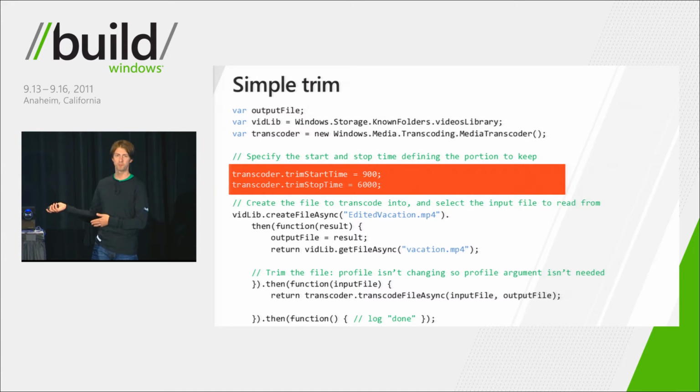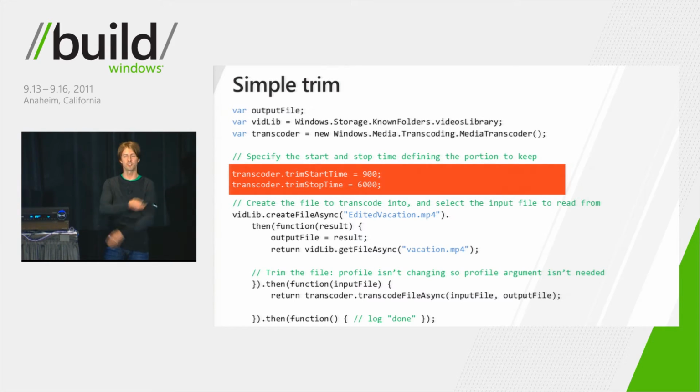In this case, they're both MPEG-4. One of them is just smaller. I'm calling it vacation and edited vacation. And I'm calling the API with the input and the output. And it remuxes that file without touching the video quality at all.